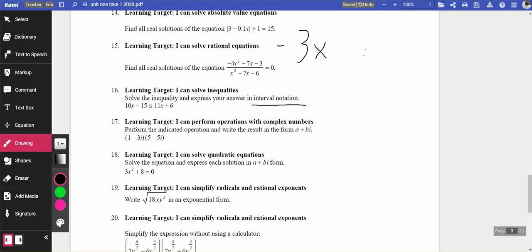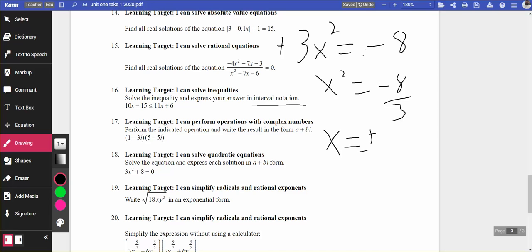I'm going to go ahead and subtract. It's positive 3, I'm going to subtract and make that negative 8. That's a squared. I'm going to divide both sides by 3. I get negative 8/3. And then I'm going to take the square root. X equals plus or minus the square root of negative 8 over 3. Now you have to know how to rationalize the denominator. So we got plus or minus square root of negative 8 over the square root of 3.